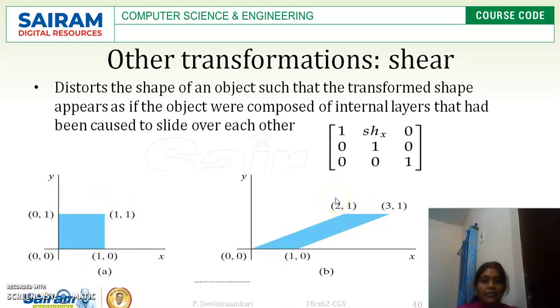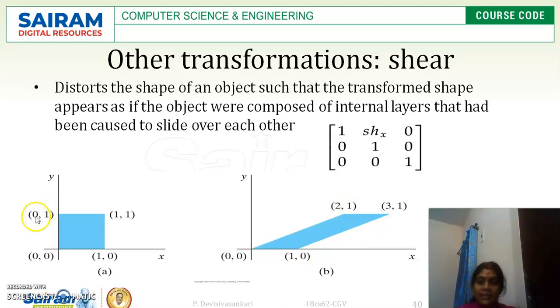So in this kind of transformation we are just distorting the shape of an object, right? And this kind of object will be composed of internal layers that will be caused to slide over each other. For example, see here the x value they have not changed. They have changed only the y value, right? So with respect to the x value only we are doing the shearing, right?